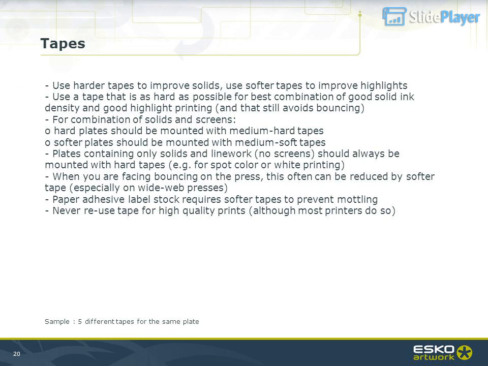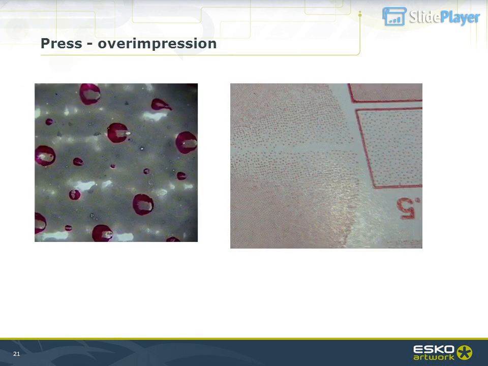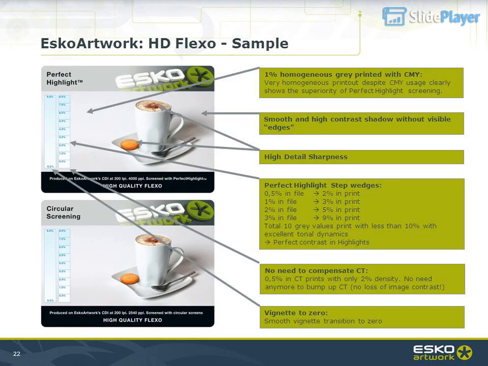Sample, 5 different tapes for the same plate. Press, overimpression. ESCO Artwork, HD Flexo, sample. 1% homogeneous gray printed with CMY. Very homogeneous printout despite CMY usage clearly shows the superiority of perfect highlight screening.